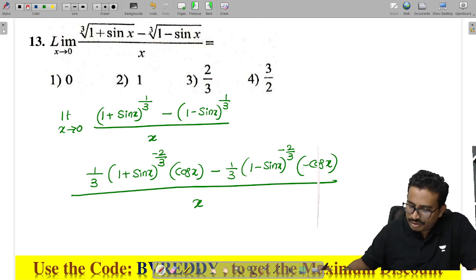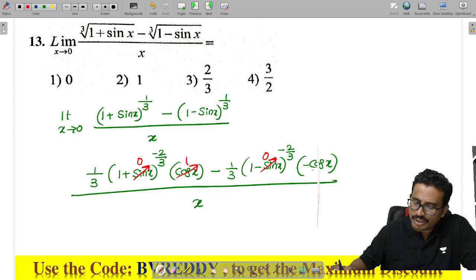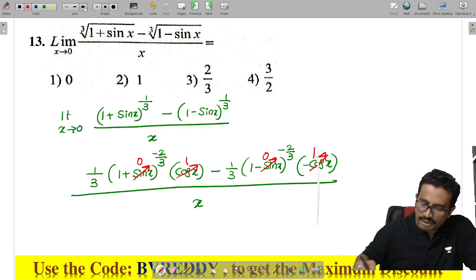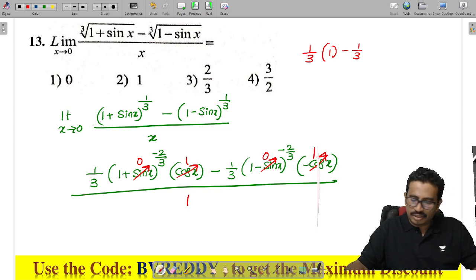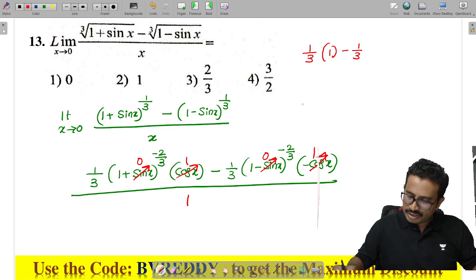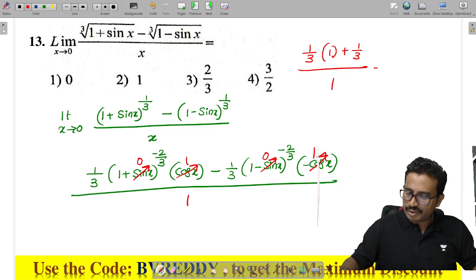When x is equal to 0, see what happened now. Sin 0 is equal to 0, cos 0 is what? 1. The denominator derivative we did now, so this is 1. Now simplify, what I will get, you tell me now. This is 1 by 3 into 1 minus, minus 1 by 3 into 1. See this carefully again. So minus and minus become plus, by 1, which is equal to 2 by 3. This is the answer.